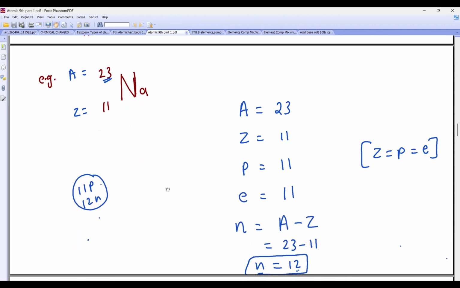Please copy this example, the entire working on this entire page. In the exam, they will give you this type of sum. They will give you atomic number and mass number, and they will ask what is atomic number, what is mass number, how many protons are there, how many electrons, and how many neutrons. Neutron formula was what, beta? A minus Z. So 23 minus 11. How much will you get? 12. Entire thing you have to copy.